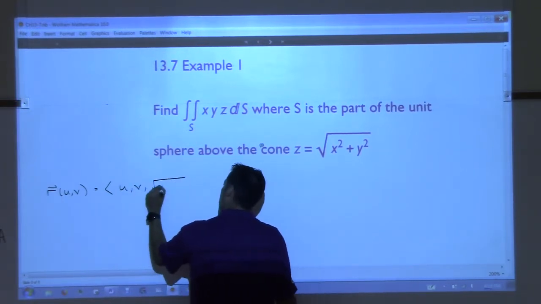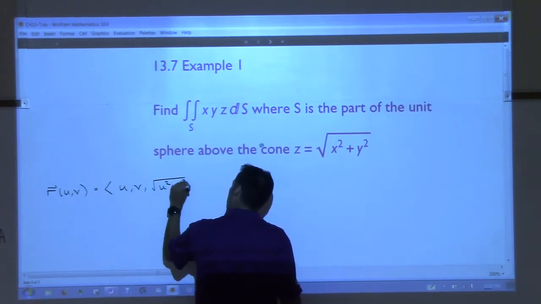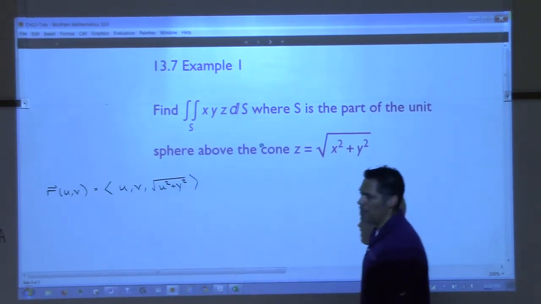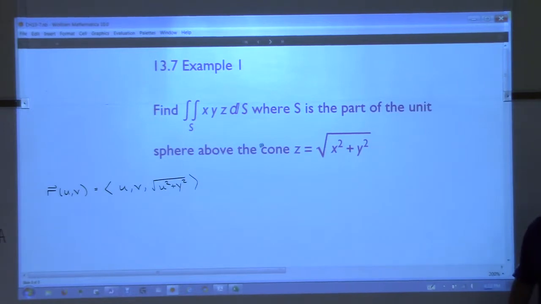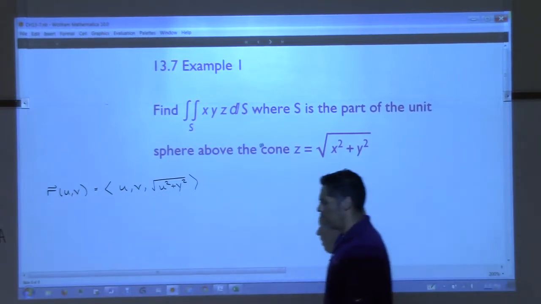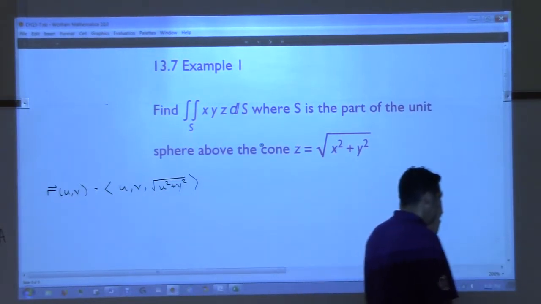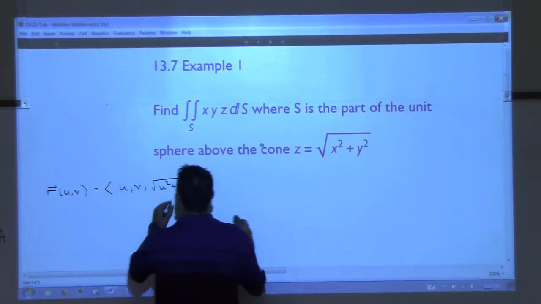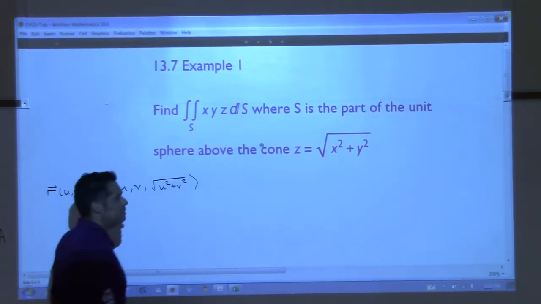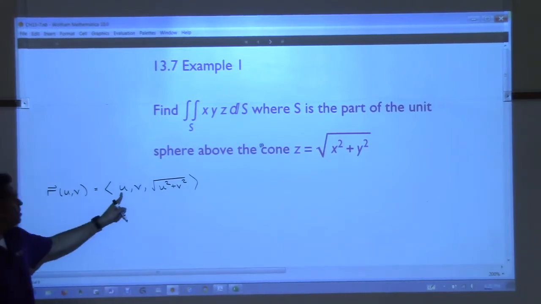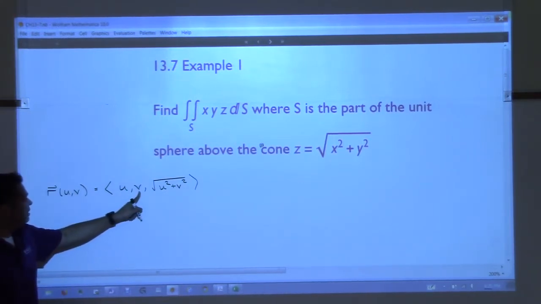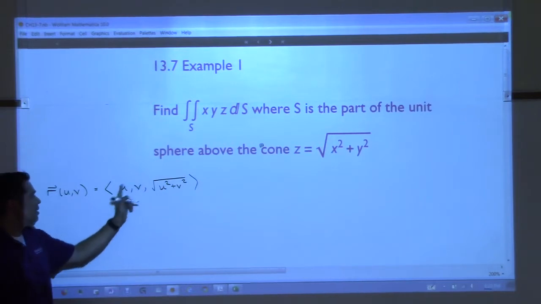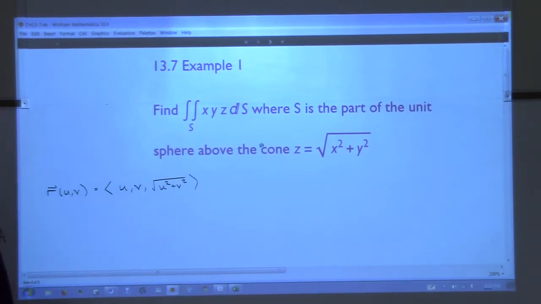Square root of u squared plus y squared. See if you believe that. Do you believe that? Yeah, I don't know why I put y squared. I meant to write v squared. Okay? So u is u, v is v, and the z is a function of both u and v.